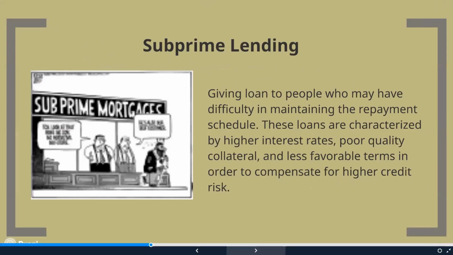So people have low incomes, and there's not a lot of security in the loan. They aren't able to put up a large enough down payment, and they're not getting paid enough to pay the mortgage.